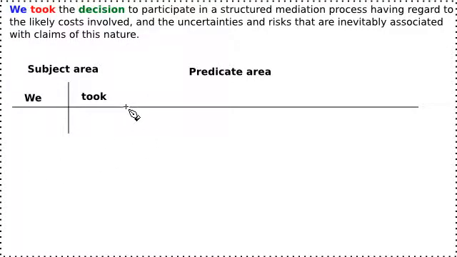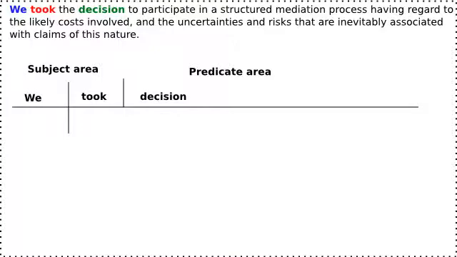And we diagram objects by putting a vertical line after the verb, which goes down to, but not through, the storyline. And we put the object, decision, just to the right of that dividing line. Now the storyline is complete, and it is, in fact, a complete sentence. It's a complete thought. We took decision.